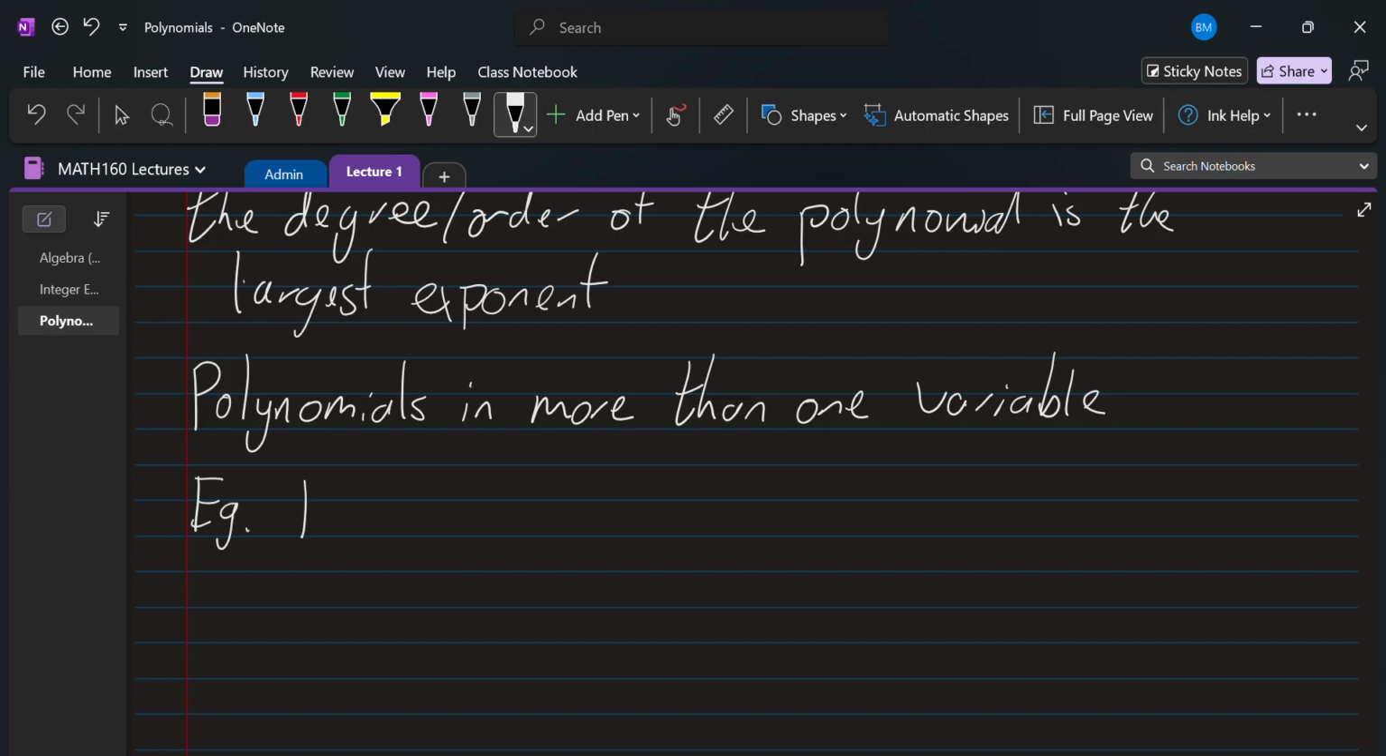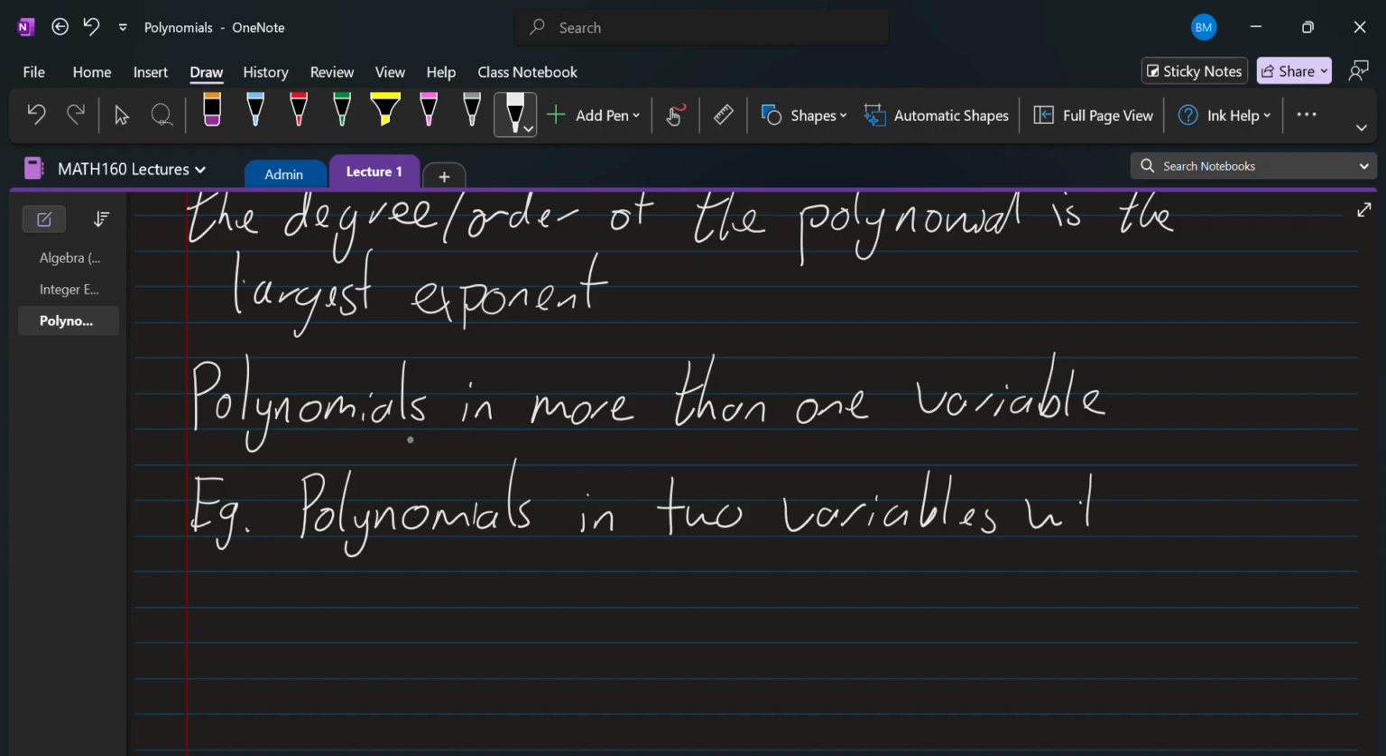A little note: after simplifying, you do all of your simplifying and then you see what the largest exponent is. I think that's pretty standard. Everyone should know that. Okay, polynomials in more than one variable. Maybe you haven't covered this.